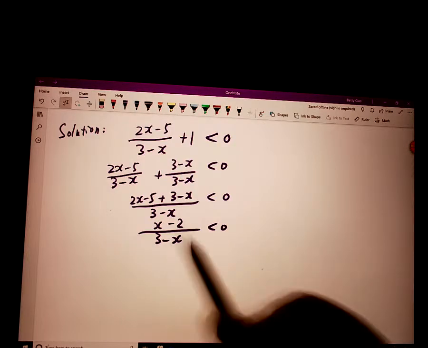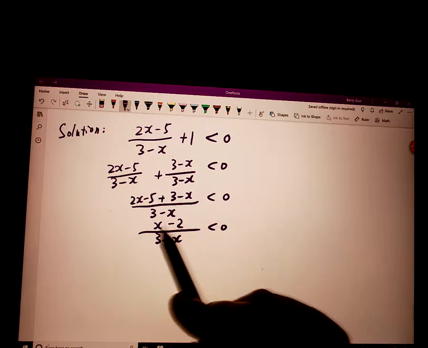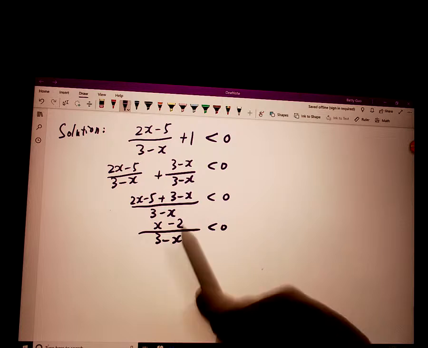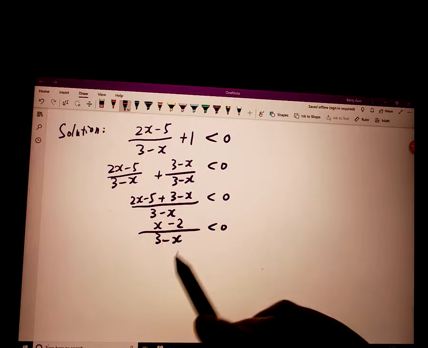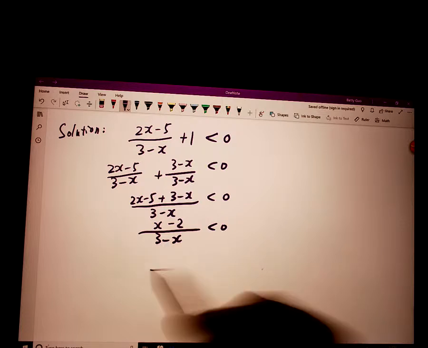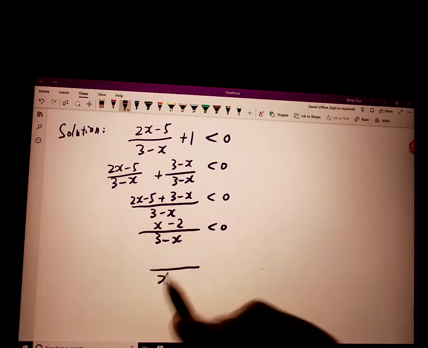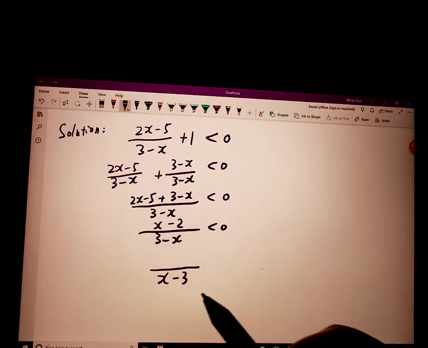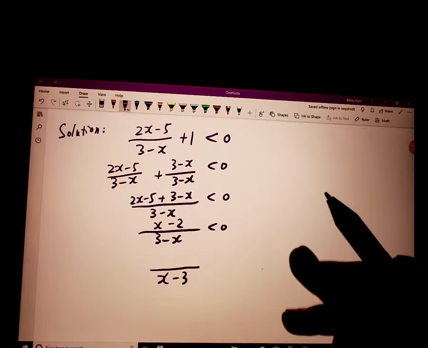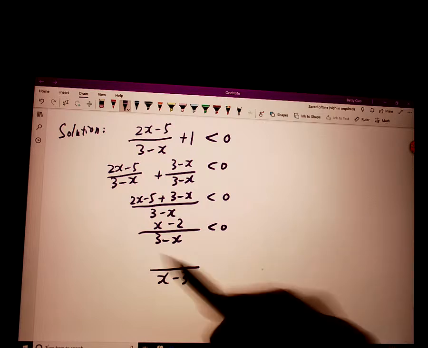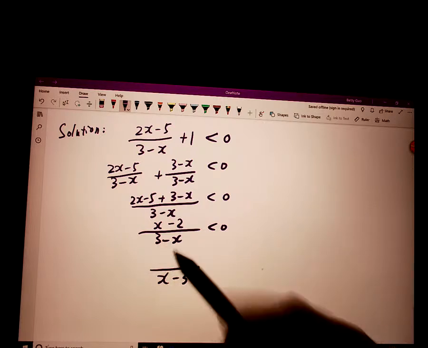When I look at this inequality, on the left-hand side I have x minus 2 on the top and 3 minus x on the bottom. So I want the bottom to be x minus 3. It looks better, right? It's the standard form of the linear polynomial.